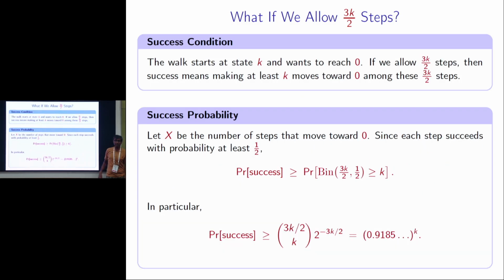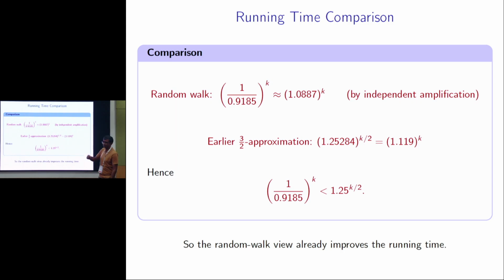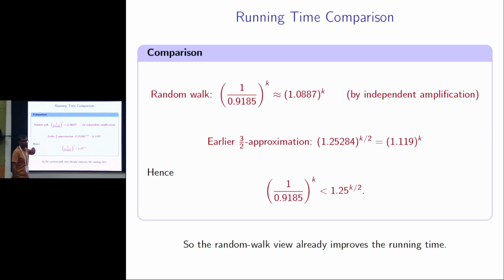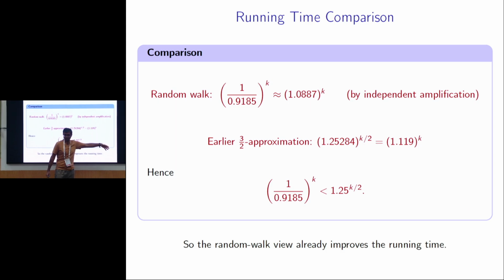So if I did 3k by 2 steps, it's the same thing. Now, the number of coin tosses that I'm doing is 3k by 2. So if you do this maths, you get this number. Okay? So the probability of success is like this. If you want to boost the success probability to constant, you do just normal independent amplification, 1 by this. So it is 1.0887 to the power k, right? Which is much, much better than what we got from that matching idea.